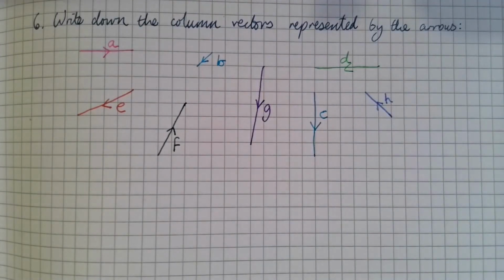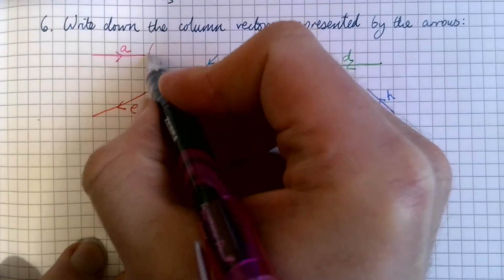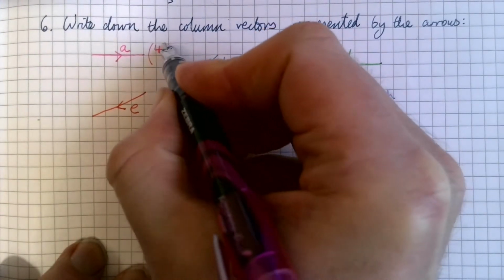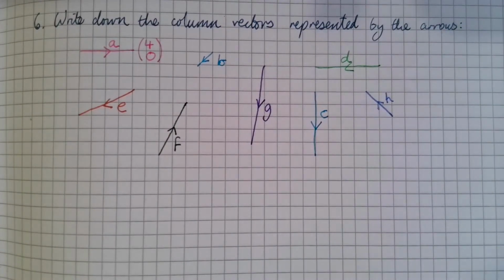Right, so can we think about this the other way, looking at a vector and then describing it just from a picture and describing it using the column vector. So pause the video, have a go, and then see if you agree with me. So A is going to the right 4, so to the right 4 is like that, it's not going up or down, so that's 0.